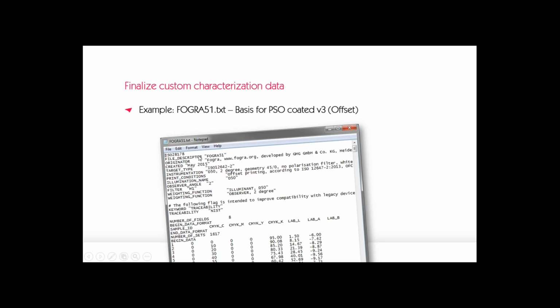So let's add some information. In the first part, you see a header with additional information about the owner of the characterization, the creation date, the printing process, printing machine, substrate, and you can also add some comments. And in the second part, you see the measurement values with the structure of the sample ID, the CMYK value, and the LAB values. Optionally, you can also save XYZ values or spectral information in your characterization.